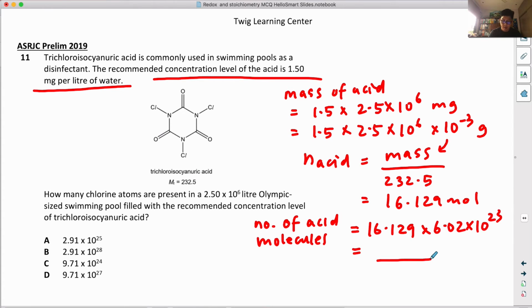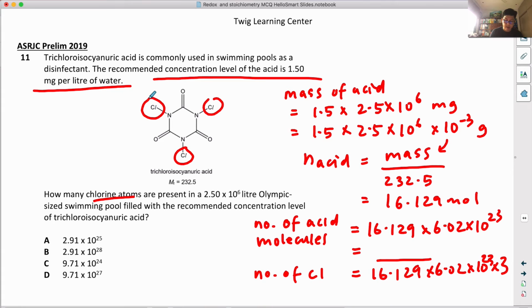Press your calculator. So the number of Cl atoms is this number times 3, because every molecule has 3 Cl. Work it out. You should get approximately 2.91 times 10 to the power of 25. So that's answer A. Okay, let's move on to the next question.